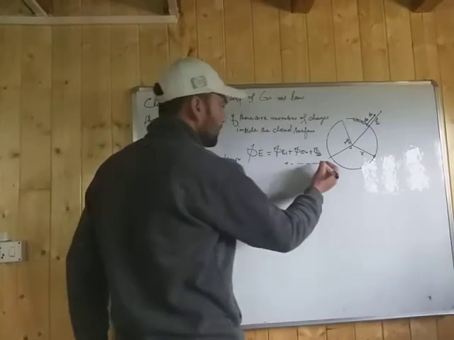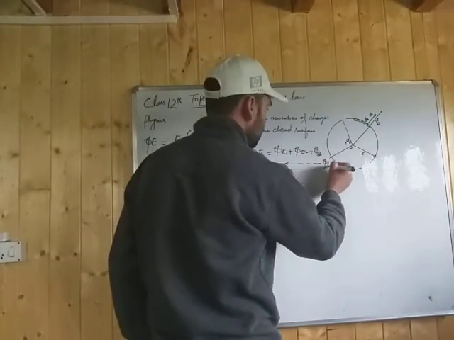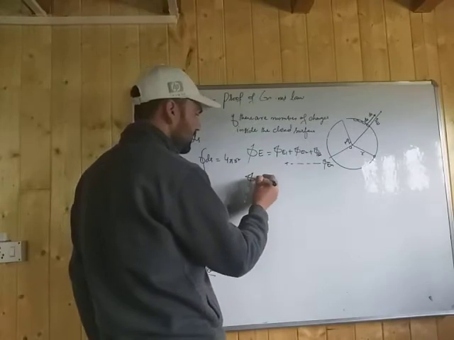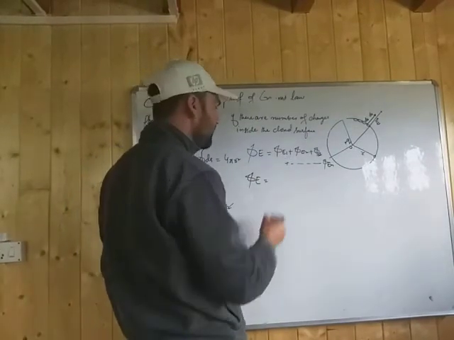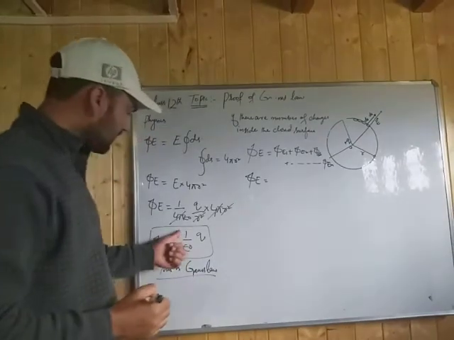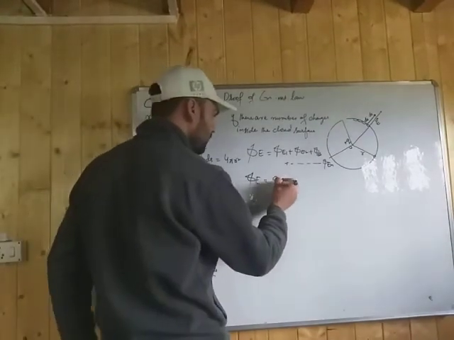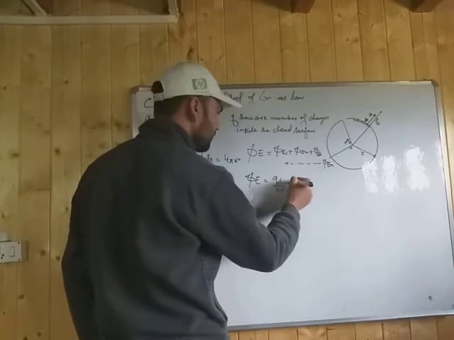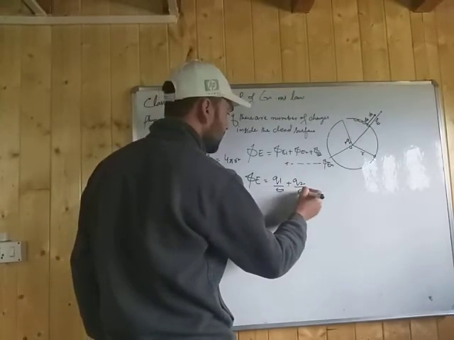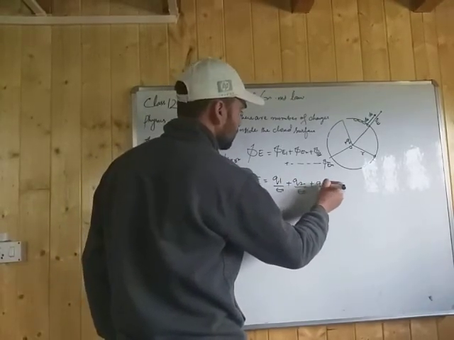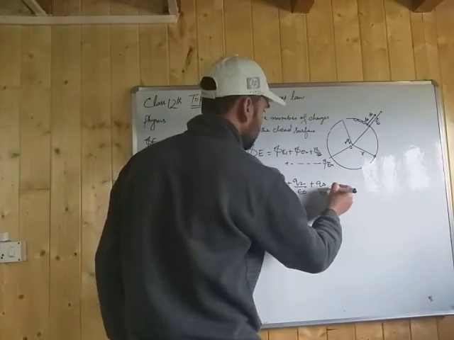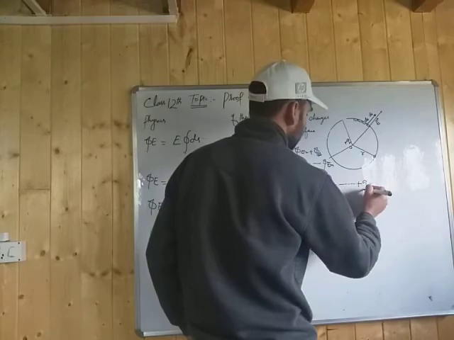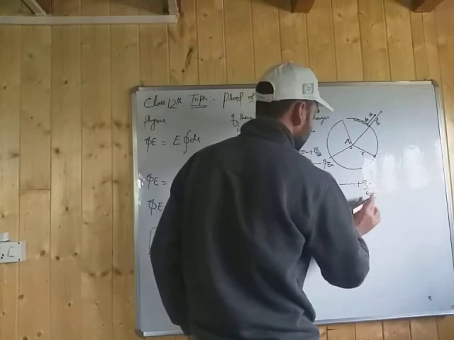Then we can write here, आप यहाँ पर लिखेंगे phi E n. Then we can write phi E is equal to phi E1, so according to this it will be Q1 divided by epsilon naught, plus phi E2, it will be Q2 divided by epsilon naught, plus Q3 divided by epsilon naught, plus so on, plus Qn divided by epsilon naught.